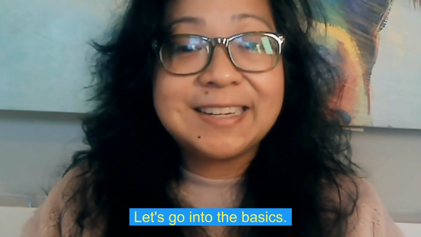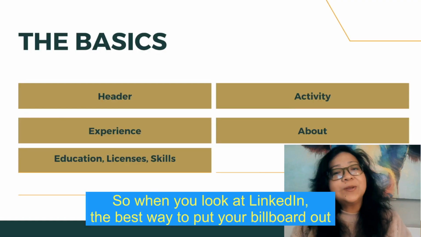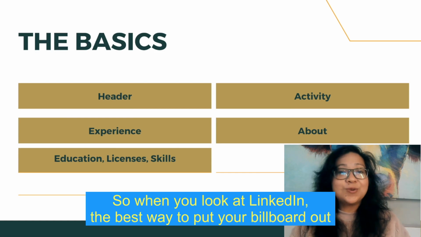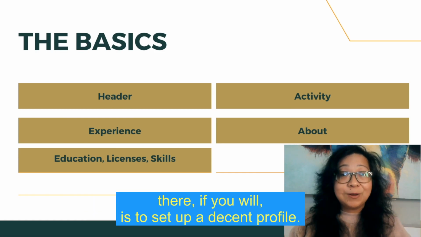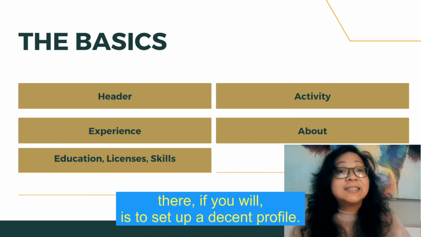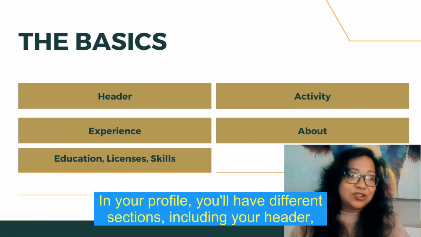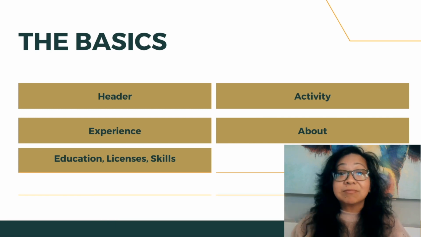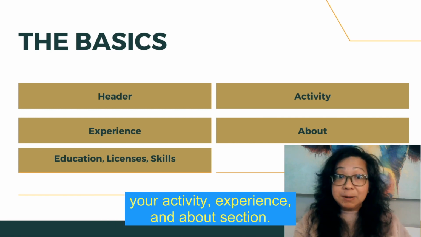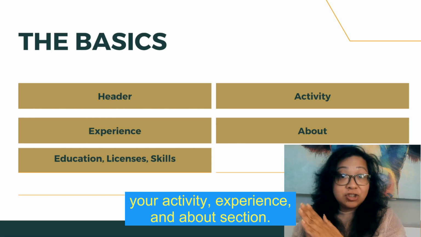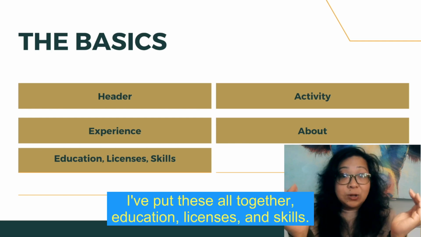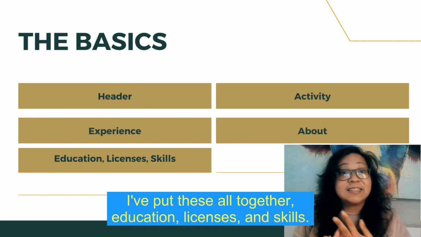Let's go into the basics. So when you look at LinkedIn, the best way to put your billboard out there, if you will, is to set up a decent profile. And in your profile, you'll have different sections, including your header, your activity, experience, and about section. And I've put these all together: education, licenses, and skills.